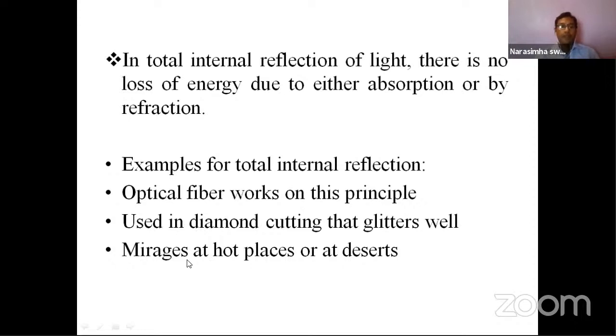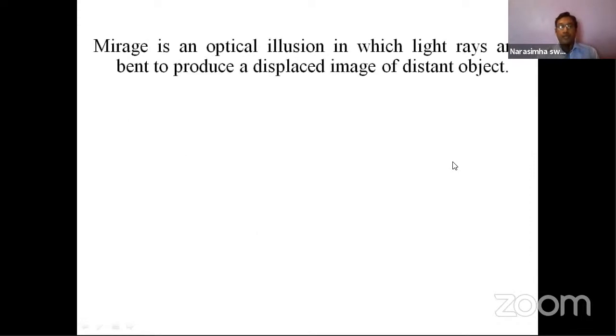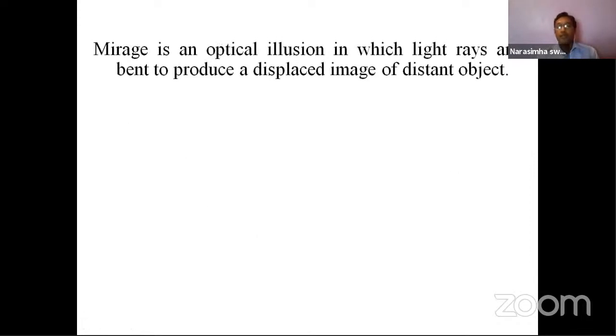And mirages at hot places or deserts. Total internal reflection is also one of the reasons for the formation of mirages in deserts or hot places. Mirages, you know, right? Now we'll move to how the mirage is formed, that is, what is the role of total internal reflection in the formation of a mirage?